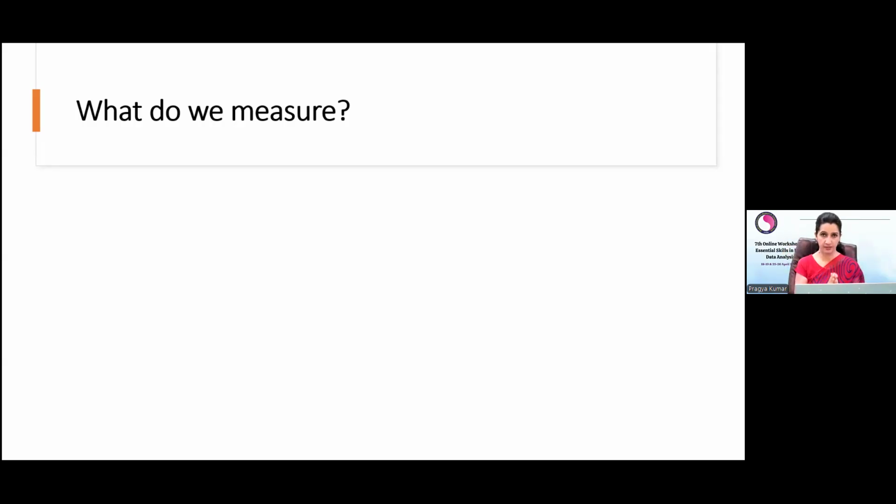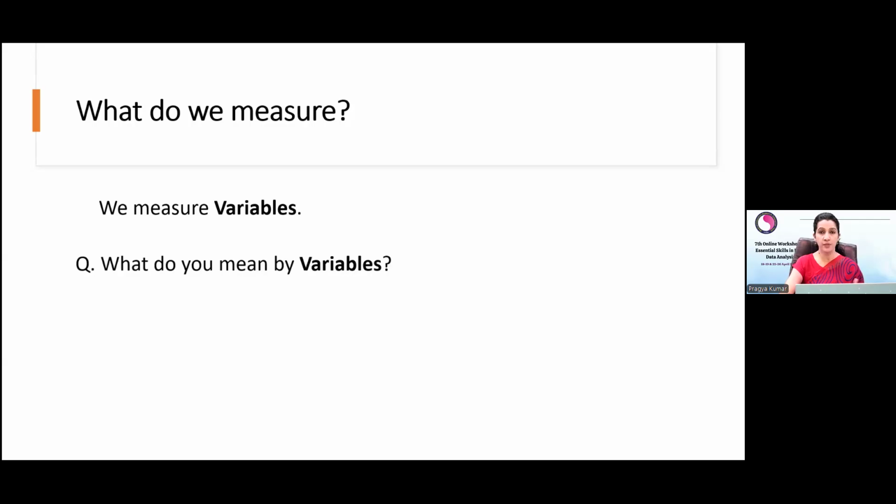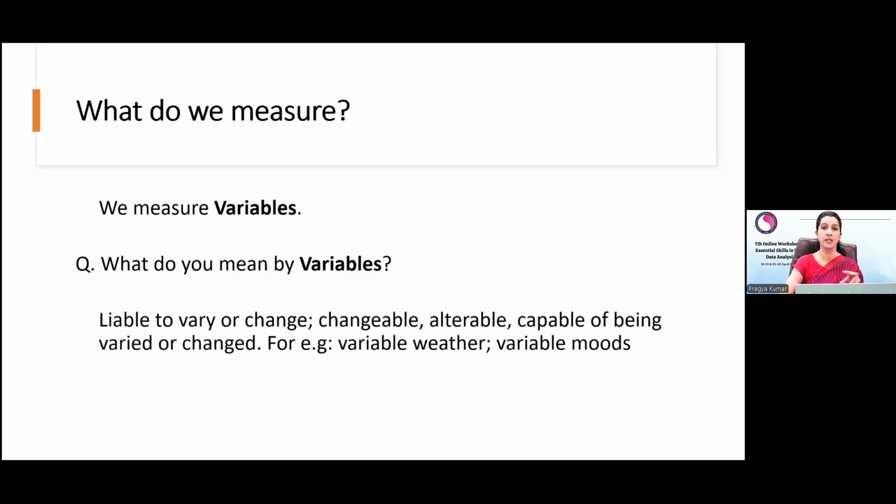This measurement process is the crux of the research, because we measure, then we analyze, and then we hypothesize. So what do we measure? We measure variables. What are these variables? A variable is something which varies. Varies means it varies from one person to the other person, and that is liable to change. That means it will not be the same for two people. There will be variations. That's why the name is variable.